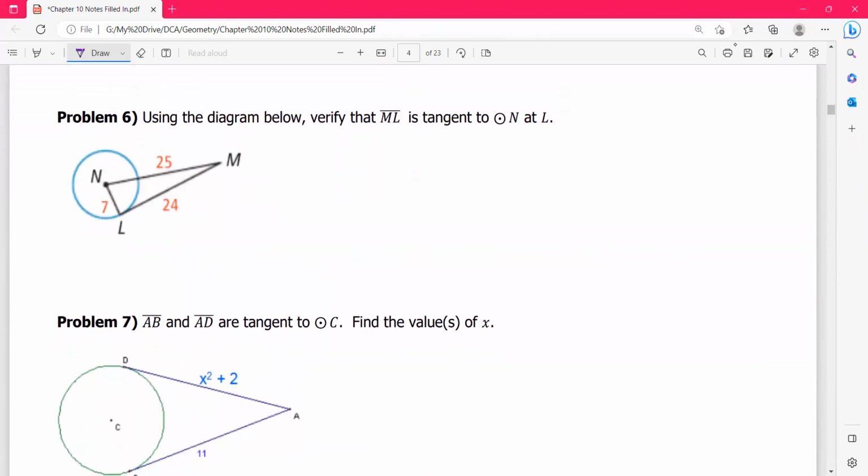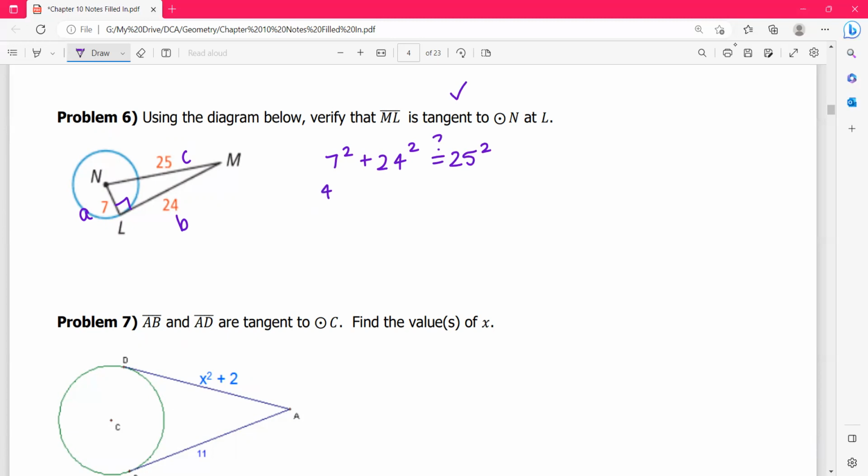Okay, 2 more to go here. Verify that ML is tangent to circle N at L. If we want to verify this, we need to prove that we've got a right angle. We're going to use the Pythagorean theorem again and make sure that this equation holds true. So we're going to go 7 squared plus 24 squared. Does that equal 25 squared? If this is a true equation, then I know we've got a right angle. Then I know ML is tangent to circle N.